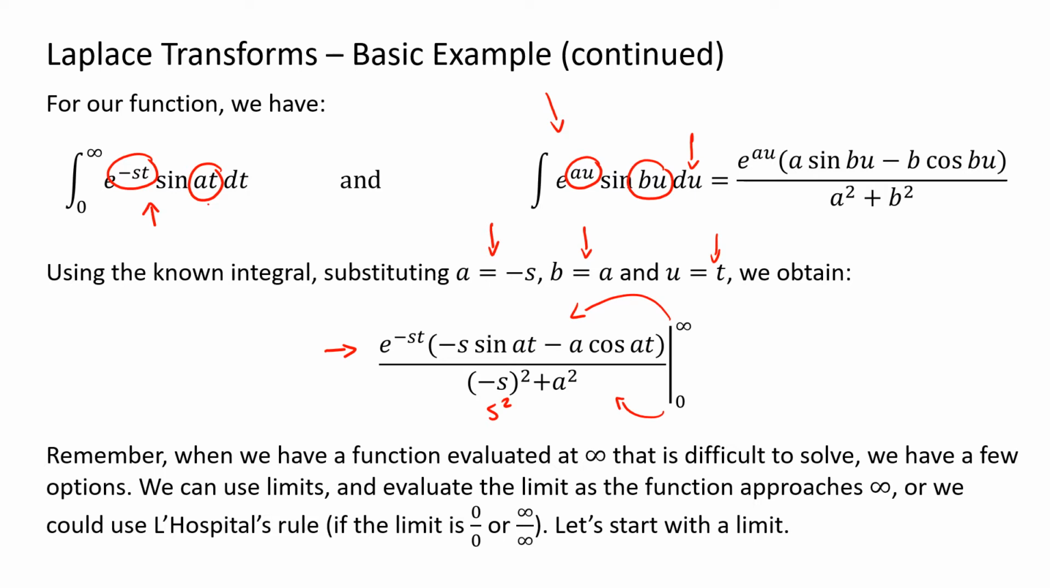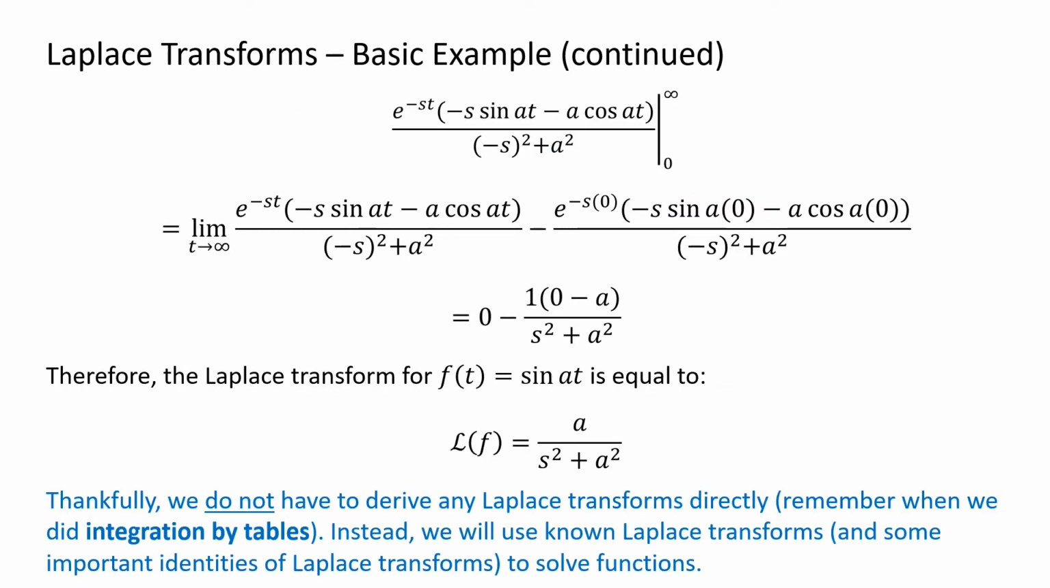So we're actually going to just rewrite this as the limit as t approaches infinity of that function, because we're going to substitute in infinity at the end, minus that same function where we substitute in the lower bound, which is 0. So I've substituted it into all three locations here.